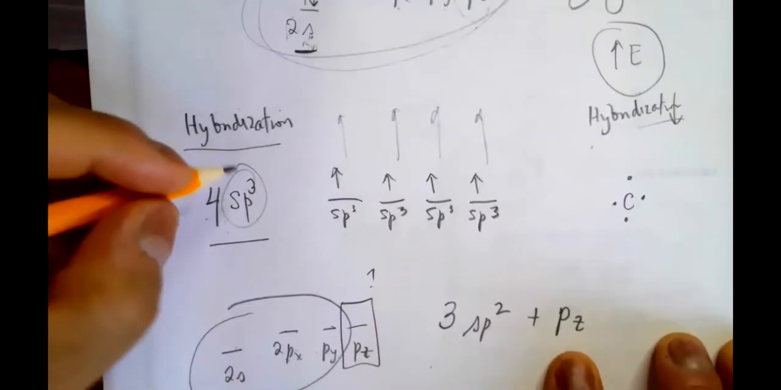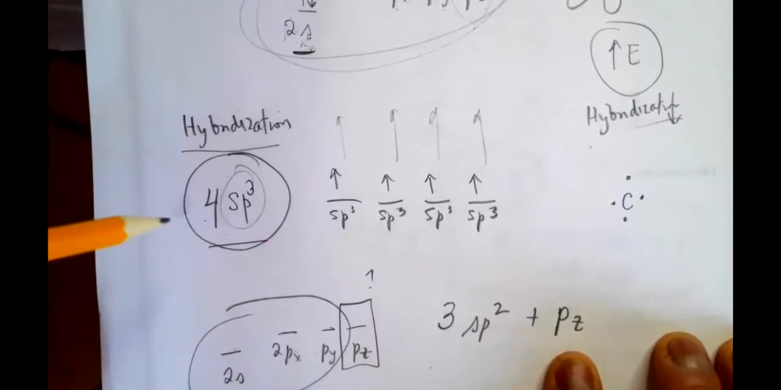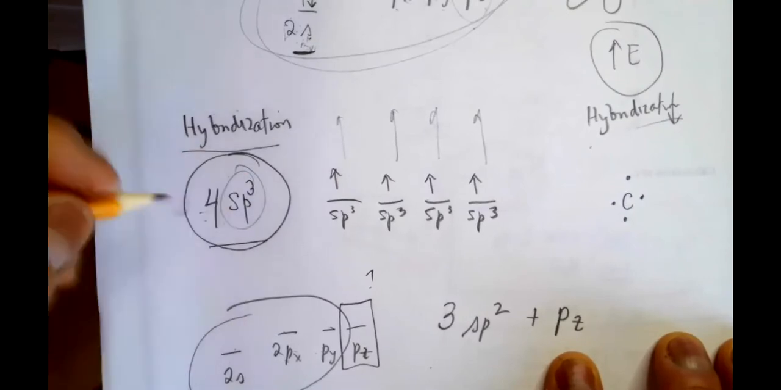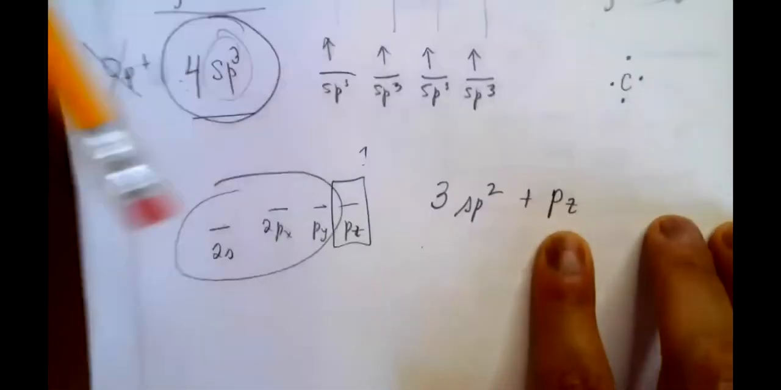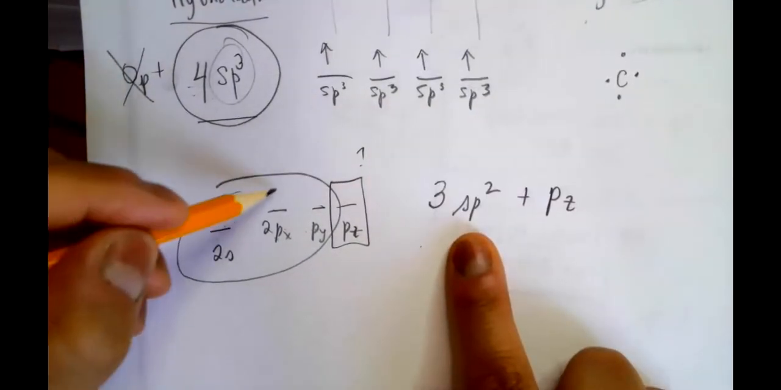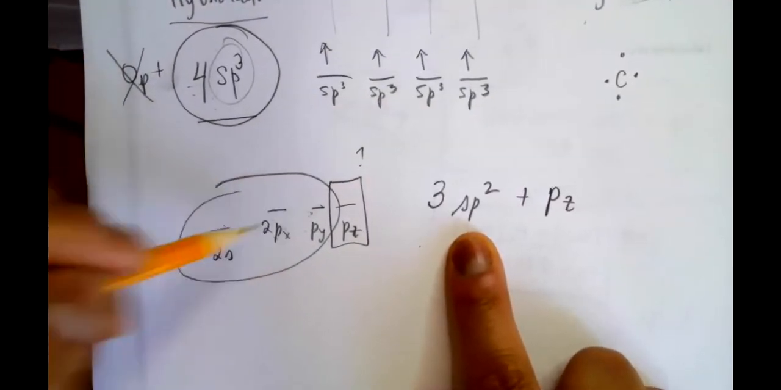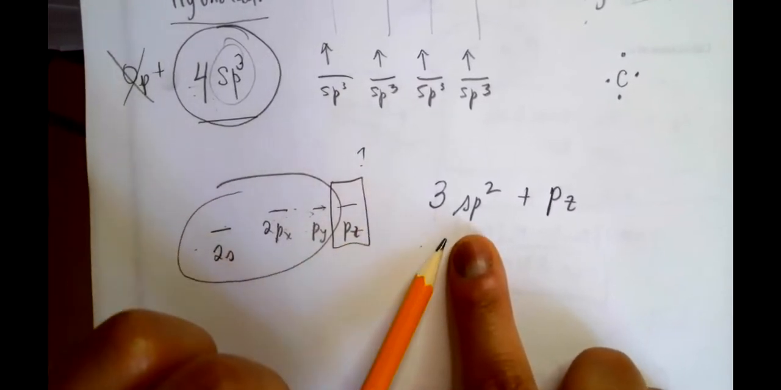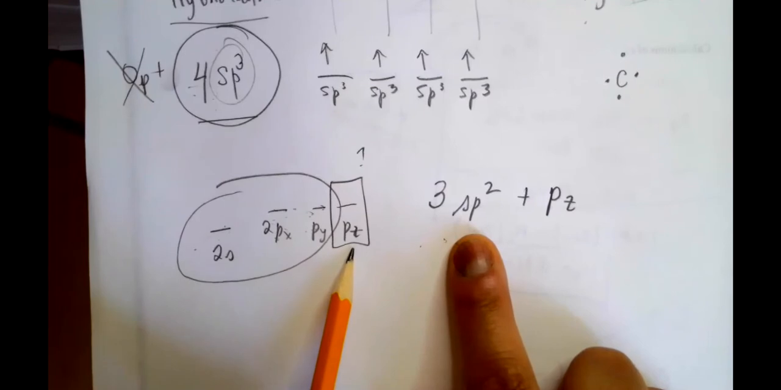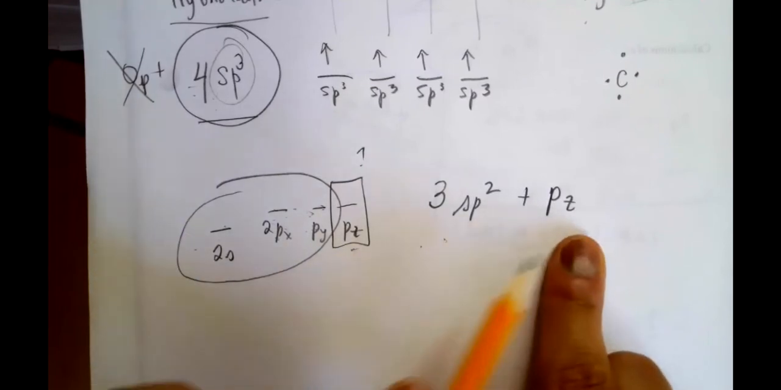So in the sp3 hybridization, you get 4 hybrids, no p orbitals, okay? In the sp2 hybridization, you only mix 2 p's and the s. Then since you're mixing 3 orbitals, you also get 3 hybrids. But that unhybridized or untouched PZ, you get it.